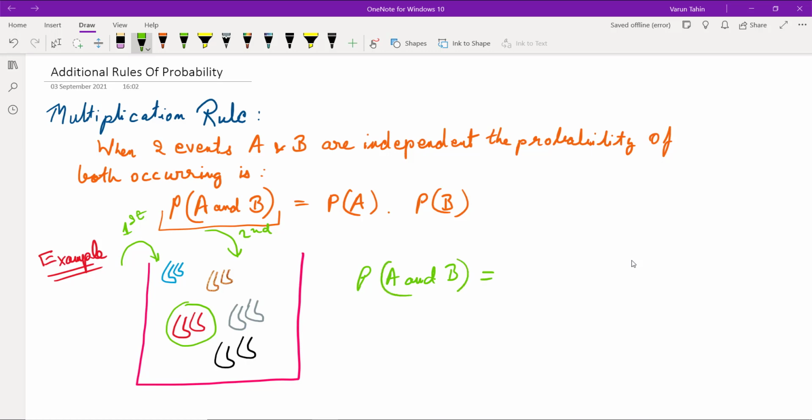The probability of A is 1 over 5, because there are 5 pairs of socks and we are choosing 1. And then the probability of B also remains the same because the number of socks remains the same the second time. So this comes to 1 over 25, which is your answer.